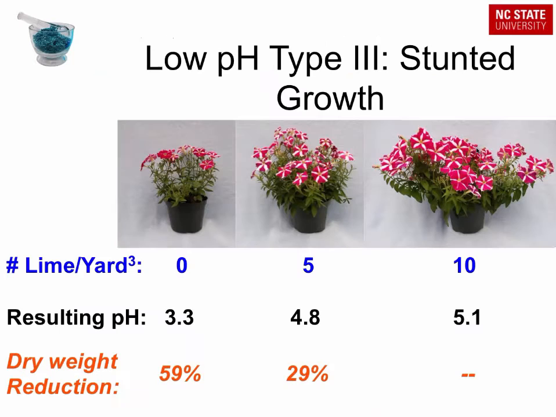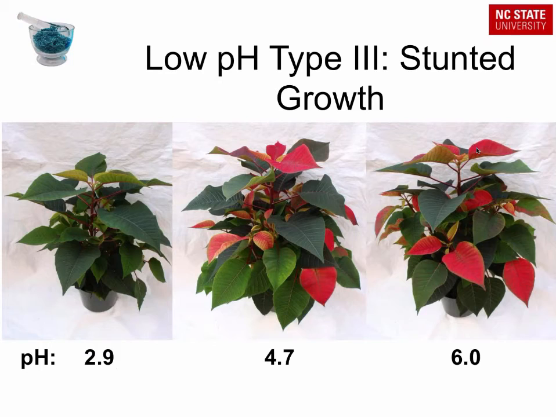Then I want to talk about the third type of symptomology, and that's more stunting. Here is a study we did where we varied the rate of lime that we added to the substrate mix, and we had the resulting pHs of 3.3, 4.8, and above 5. You can see the corresponding reduction of dry weight as compared to the highest rate of lime. At very low pHs, while we didn't see any symptomology, we saw less plant growth. That's what you sometimes see on some plants when the substrate pH is too low. You might not suspect it because you don't see any of the leaf symptomology that we typically associate with low pH problems. Same thing going on here with poinsettias.